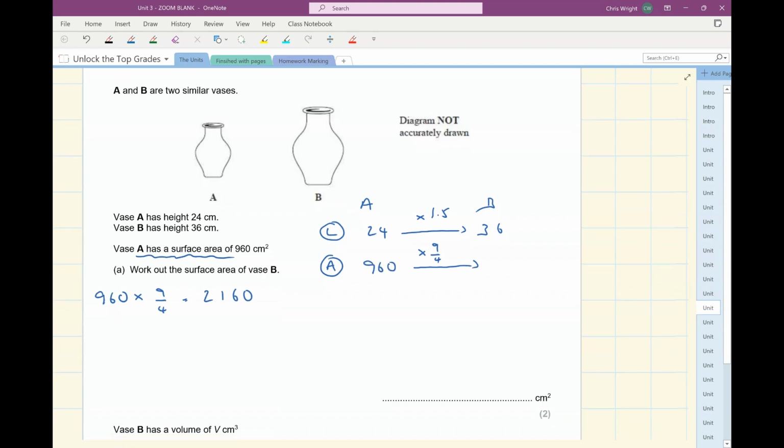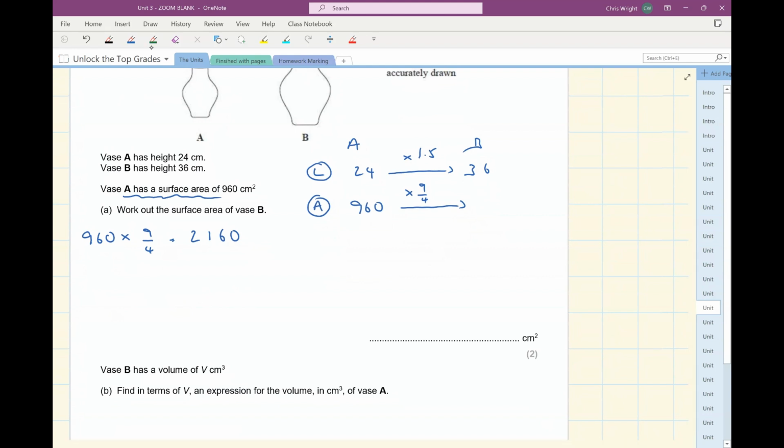All right, now let's have a look at this next question here. Right, so I'm going to add volume here. Vase B has a volume of V. Find in terms of V an expression for the volume of vase A. So you're being asked to find an expression for the volume of vase A.